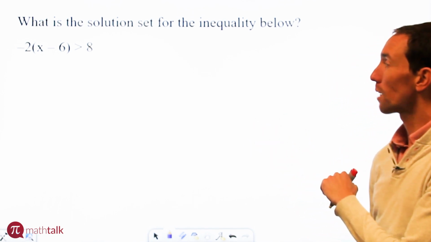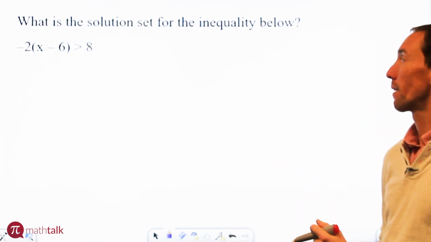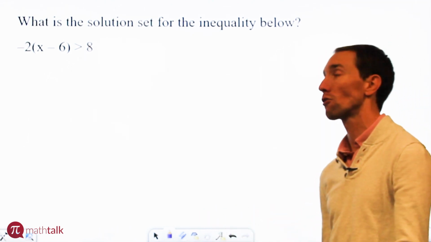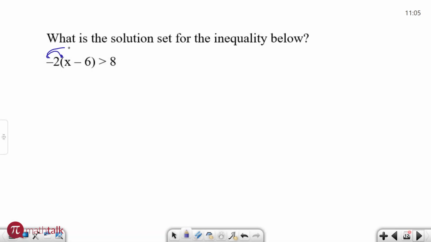We have -2 times the quantity x minus 6 is greater than 8. Because we have a number outside of a quantity, we're going to use the distributive property to solve. So -2 times x, -2 times -6. -2 times x is -2x. -2 times -6 is positive 12, and that is all greater than 8.